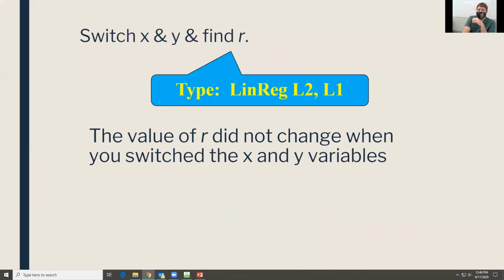Good. All right, for the next one, the value of R did not change, or is not changed, when you switch the X and Y variables.